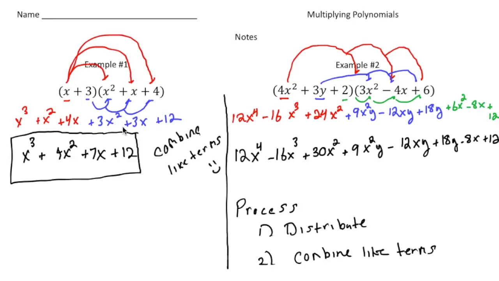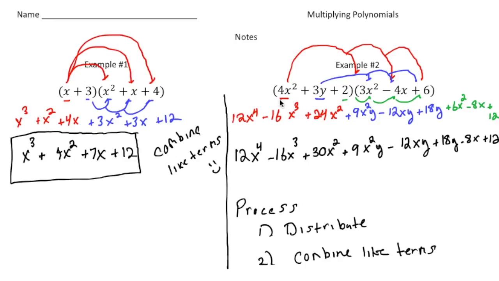Then you have to follow the second step of the process, and that's combine like terms. So here, after I combined all the like terms in this expression, we ended up with x cubed plus 4x squared plus 7x plus 12.